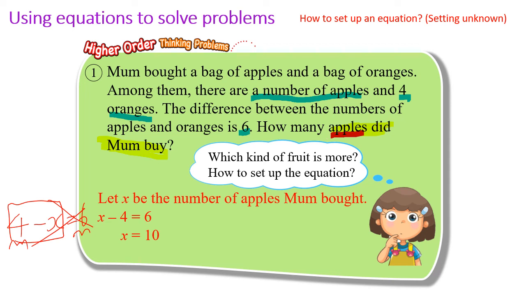And then you add 4 on each side. x minus 4 plus 4 equals 6 plus 4. Because whatever you do on the right hand side, you have to do the same thing on the left hand side, and vice versa. So x minus 4 plus 4 equals 6 plus 4, and the answer x becomes 10. And don't forget the last statement: mom buys 10 apples.